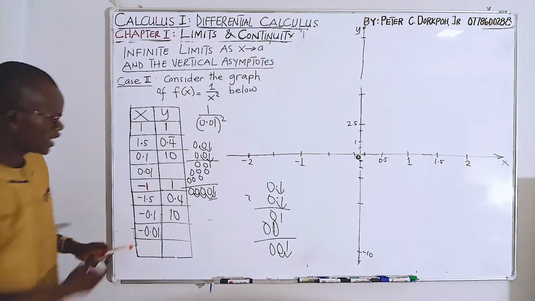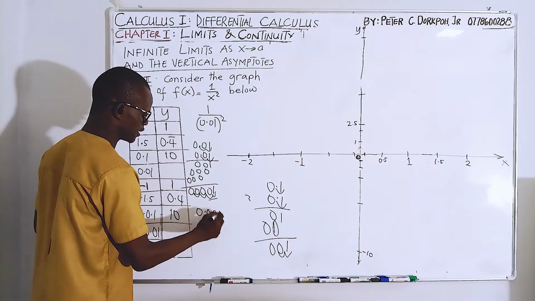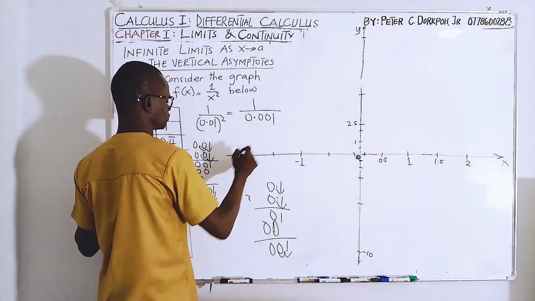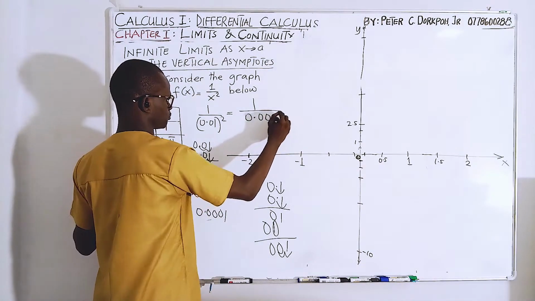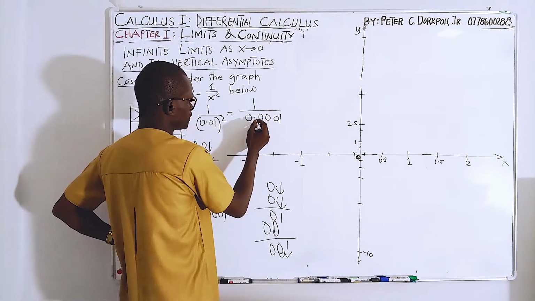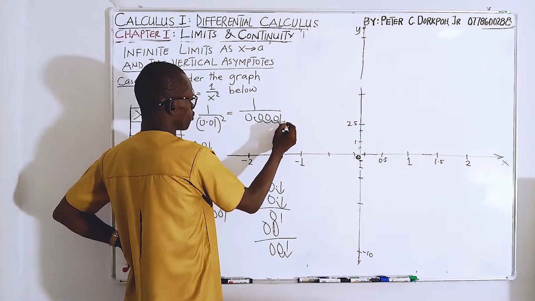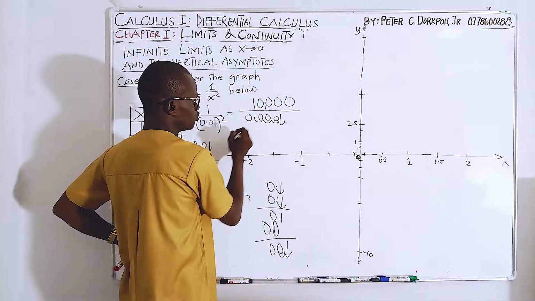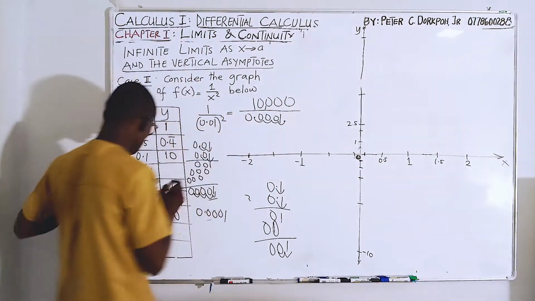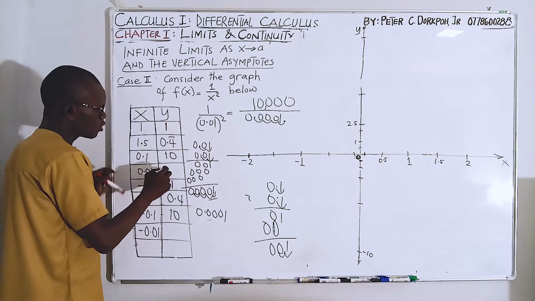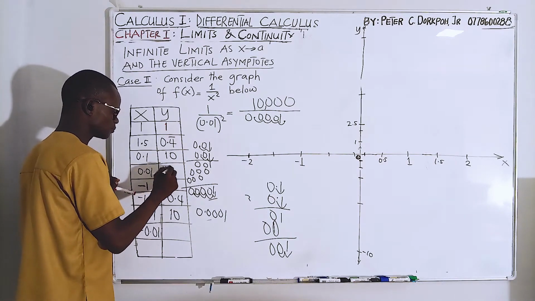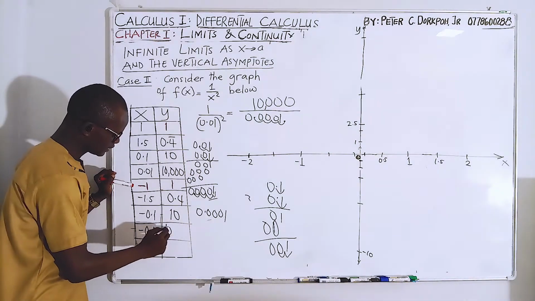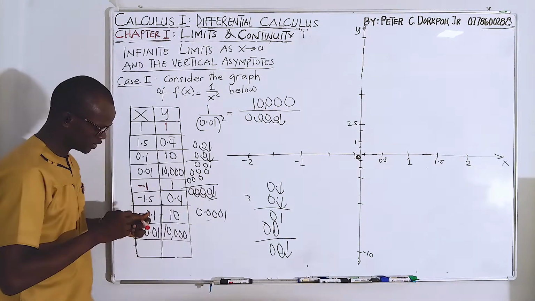So therefore we're going to have 0.0001. We move this 1, 2, 3, 4, and we add 4 zeros. So we're going to get 10,000. So when x is 0.01, y is now 10,000. When x is negative 0.01, y is 10,000. See that?